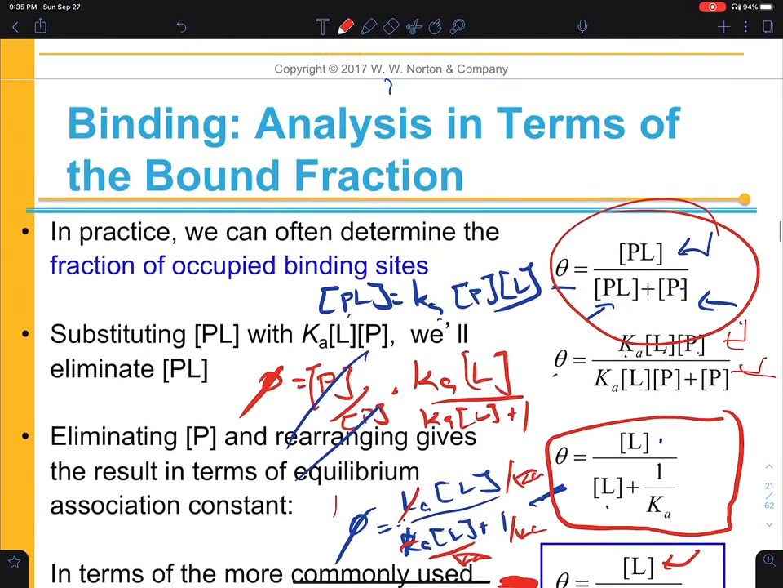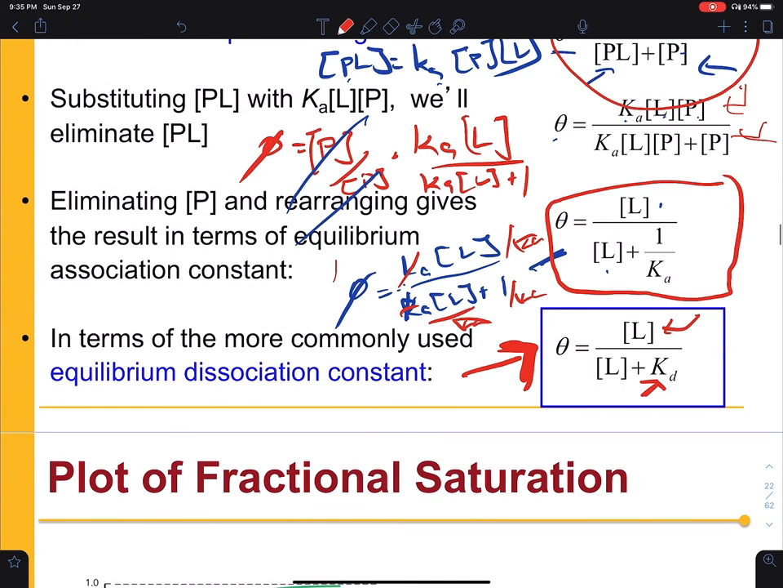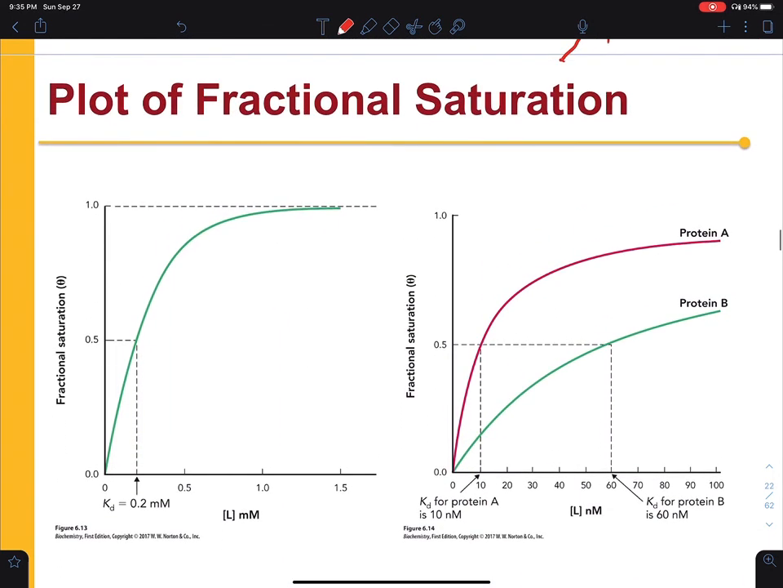So we can now use this equation, and mind you, this is not a linear equation, right? Because you have this L over L plus Kd here. And we can use this to plot out the fractional saturation. Since I'm coming up on time, I'll talk about the implications of this plot later on. But there is a lot of good stuff coming. I'll holler in the next go round.